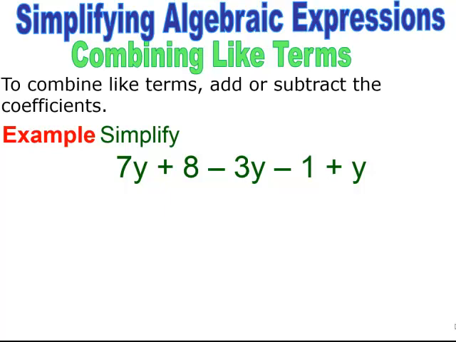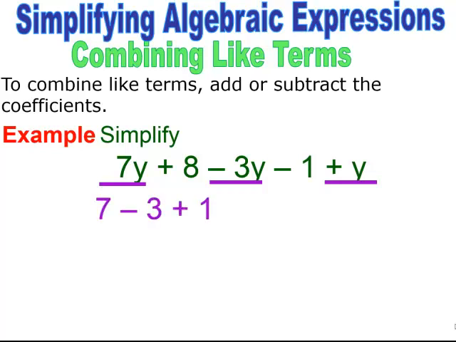So you're always looking, again, for like terms: they have the same variable with the same exponent, or they're constants. In this example, I want to combine like terms to simplify the algebraic expression. So when I'm looking for the like terms, I'm going to add or subtract the coefficients. In this case, I have a 7y, a minus 3y, and a plus y.